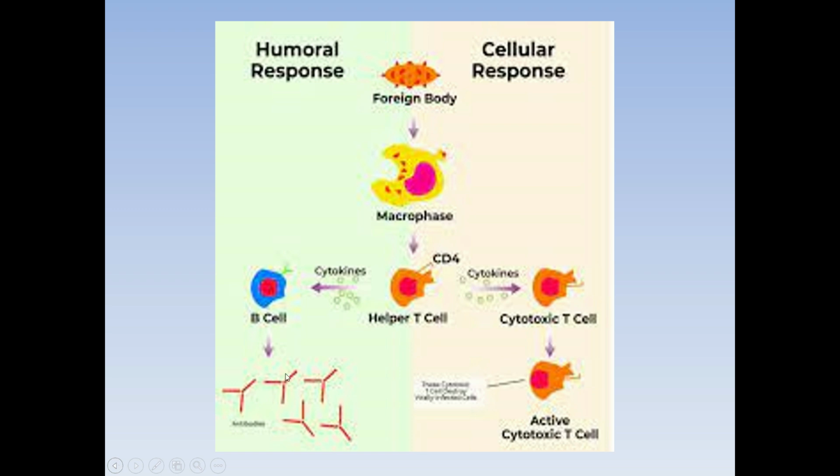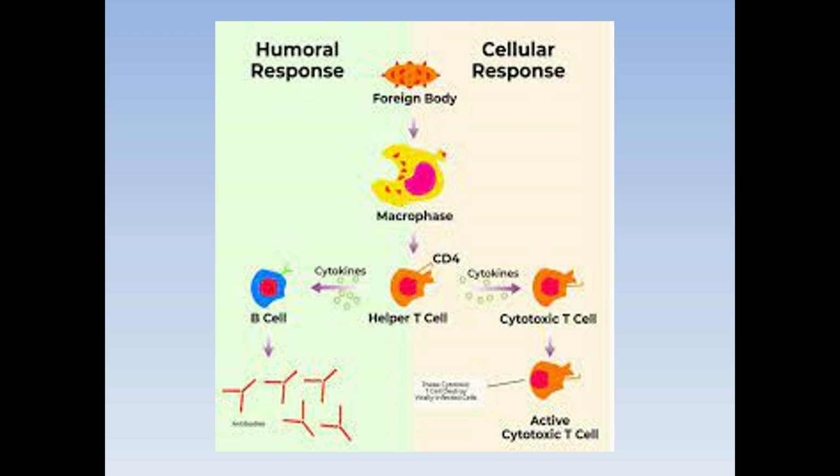And next, how the cell mediated response works: the first steps are the same. If it enters as a whole, the antigen will be engulfed by the macrophage, and the helper T cells will be activated. The helper T cells will produce cytokines. These cytokines make T cells active, so we call them activated cytotoxic T cells. These cytotoxic T cells will kill the whole cell.